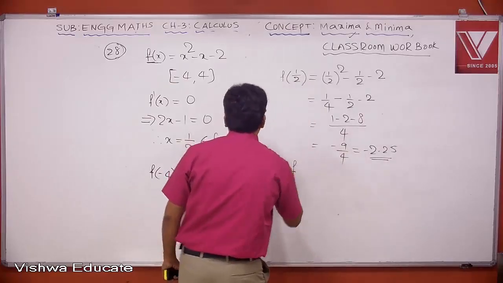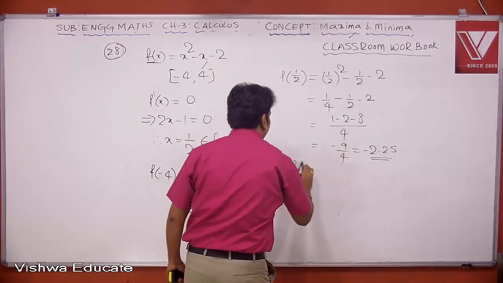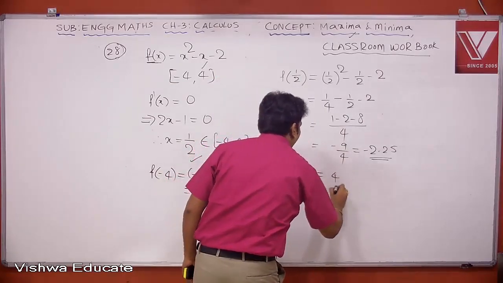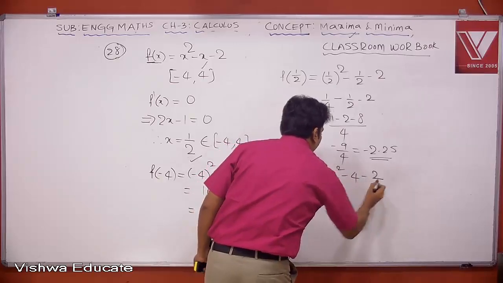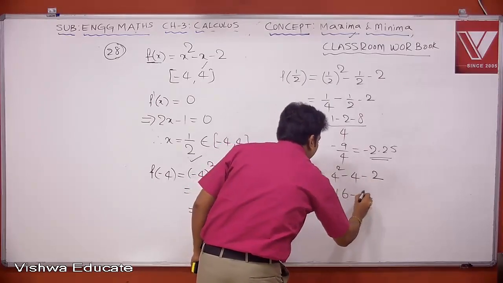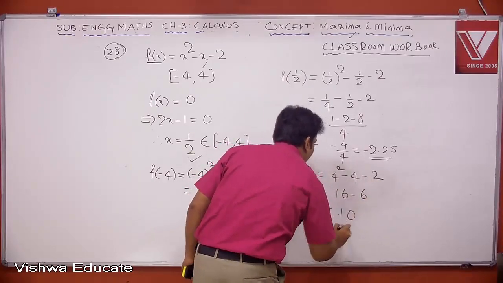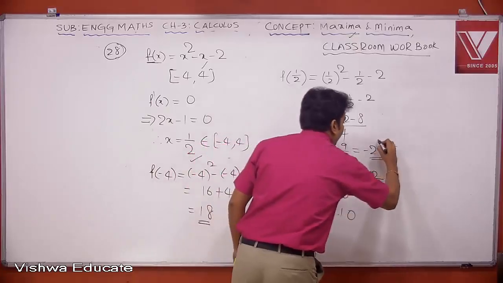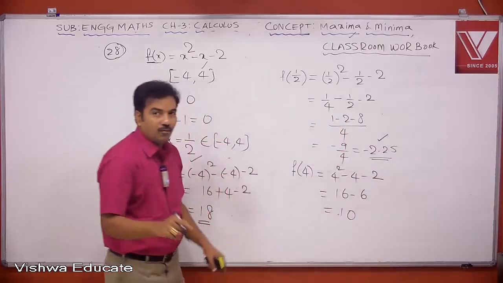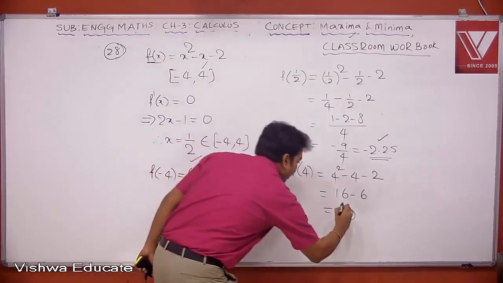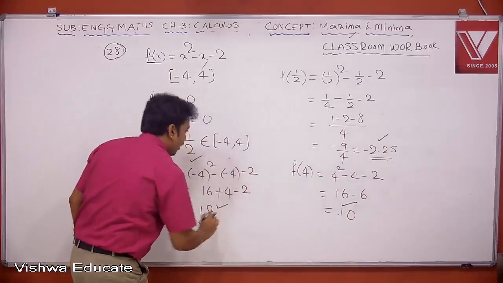Now calculate the function at the last point, f of 4. So this is 4 square minus 4 minus 2. So this is 16 minus 6, this is 10. Now you can see minus 2.25 is one of the options. 10 is one of the options. Even 18 is one of the options.